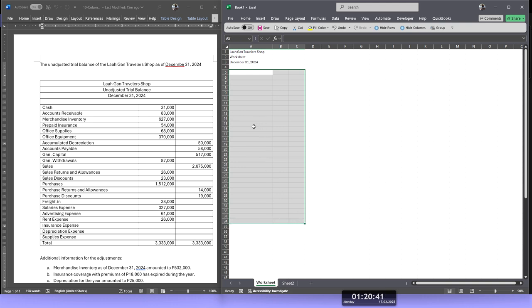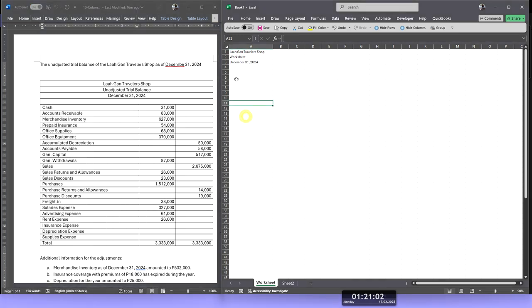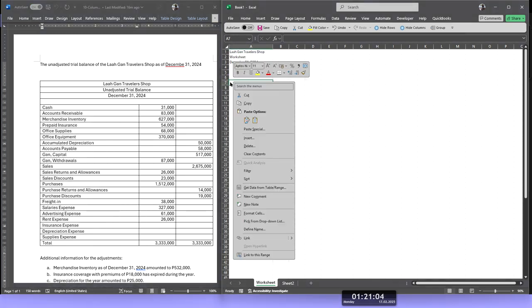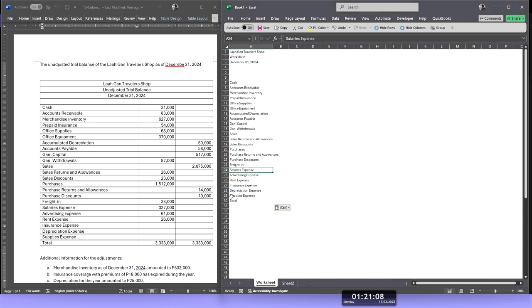The first column is for the accounts, and the pair of columns after the account is for the unadjusted balances. So I hope I can copy this one. Hopefully, I can copy this one. Copy and then paste. Yeah, it was possible.